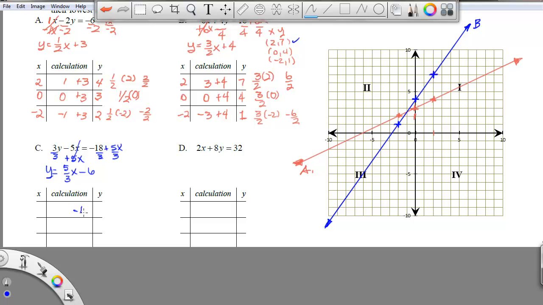So we know negative 6 is going to be added to each one of these results I get from here. And this has a denominator of 3, so I want to choose my x's as multiples of 3: negative 3, 0, and 3. And now over here I need to do my integer math. So I'm going to have a negative 3. Well, 5 times a negative 3 is a negative 15. And negative 15 divided by 3 is a negative 5.